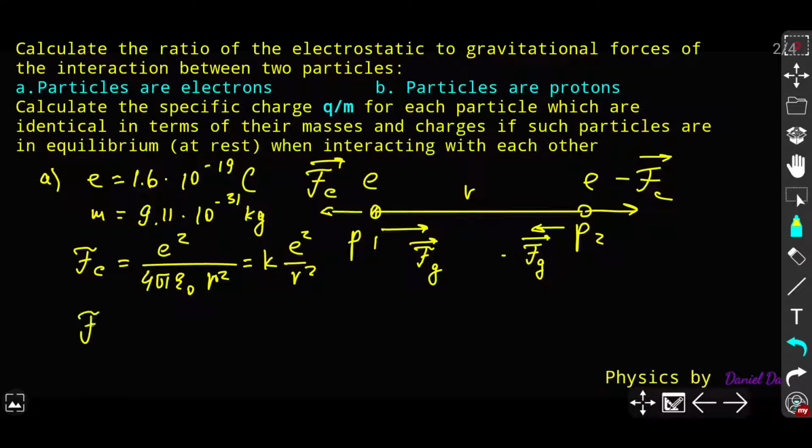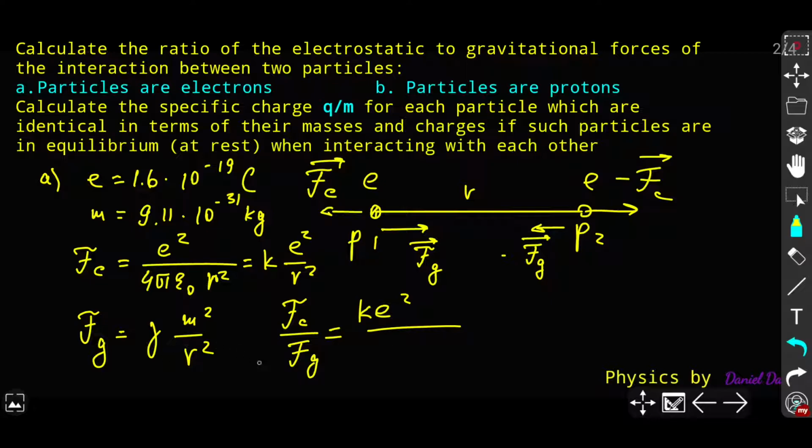And also we need to put the force of gravity. The gravity force is some constant gamma, or capital G, times the product of the masses, so it's going to be the mass of the electron squared over r squared. Now we need to find the ratio. For electrons, the Coulomb force to gravity force is equal to, let's see, r will be cancelled and we'll stay with k times e squared over gamma times mass squared.